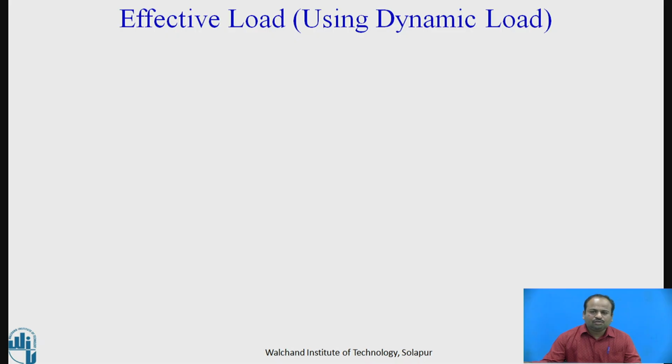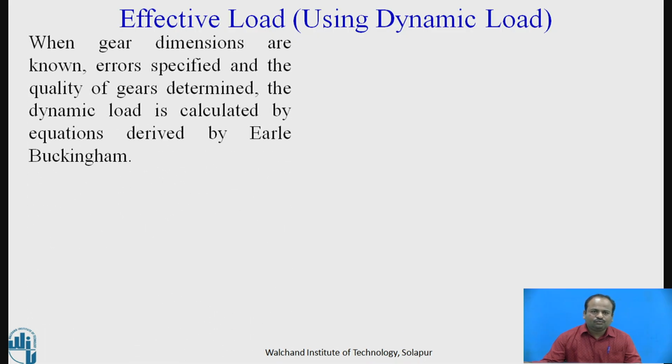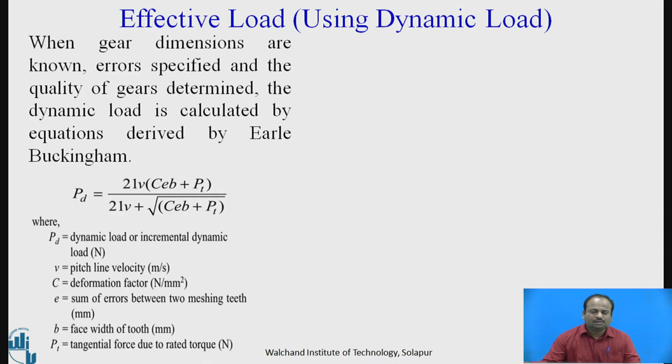Now effective load using dynamic load. When the gear dimensions are known, error specified and the quality of the gear determined, the dynamic load is calculated by the equation derived by Earle Buckingham. So this is the Buckingham equation. PD is equal to 21V (C e B plus PT) upon 21V plus under root (C e B plus PT). So these are the different parameters.